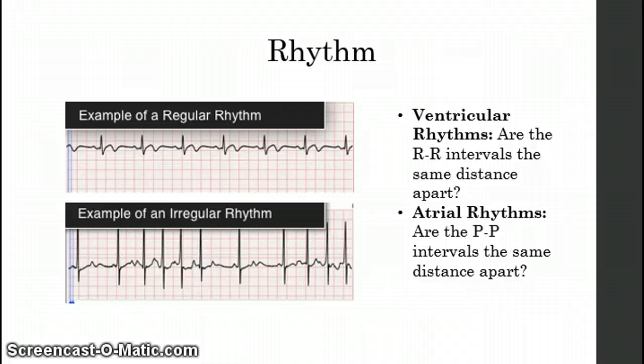In an EKG strip, we must first determine the heart rhythm. For ventricular rhythms, we look at the R to R intervals on the strip, which we use a caliper for, to make sure that they are the same distance apart. It is okay to be within a few tiny boxes different. For atrial rhythms, we do the same thing, but instead of the R to R intervals, we do the P to P intervals.